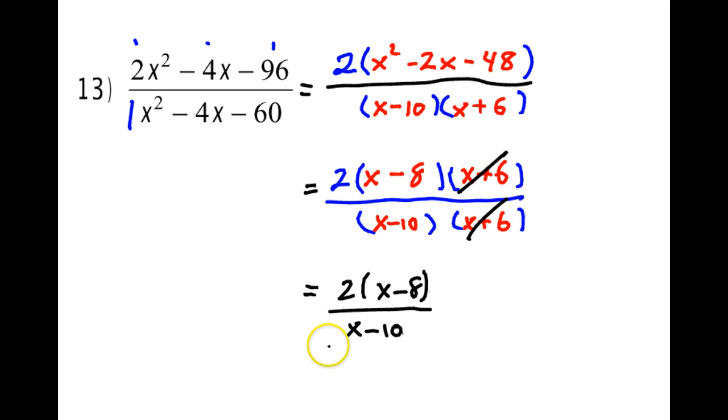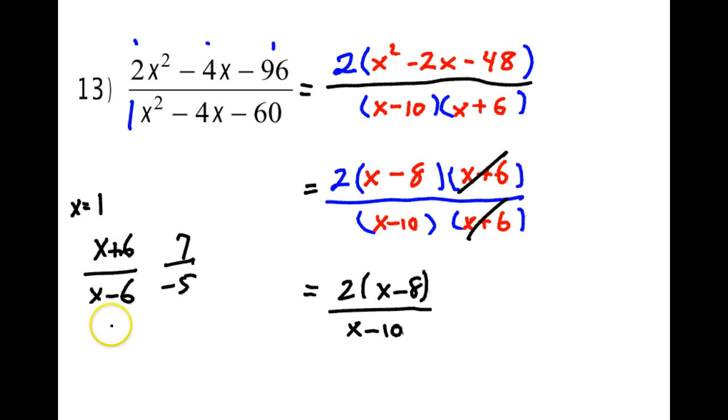Couldn't you even cancel those? Like if you have x minus 6 on top and the bottom x plus 6, does it become a zero pair? No. No. X plus 6 over x minus 6 does not cancel. Just imagine if you plugged in a number like x equals 1, you'd have 7 over negative 5. So you can't cancel them out.